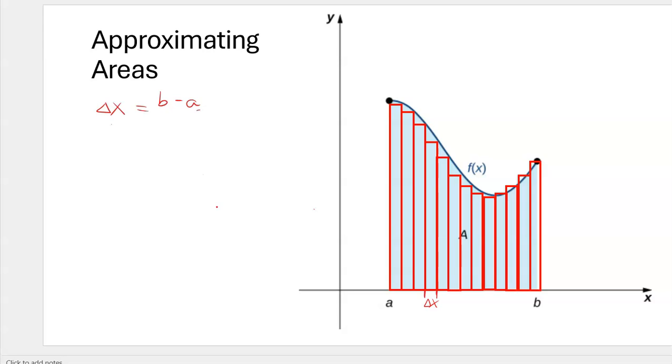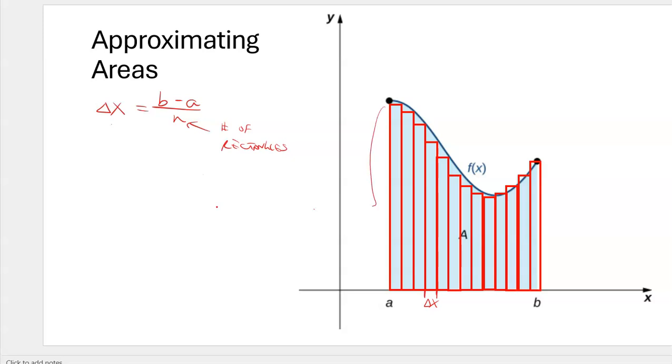Now if I divide that number by however many rectangles we have, remember the n is the number of rectangles that we have, if I divide that b minus a by the number of rectangles I have, I'll find out how wide each one actually is. Now that's the width of each one.